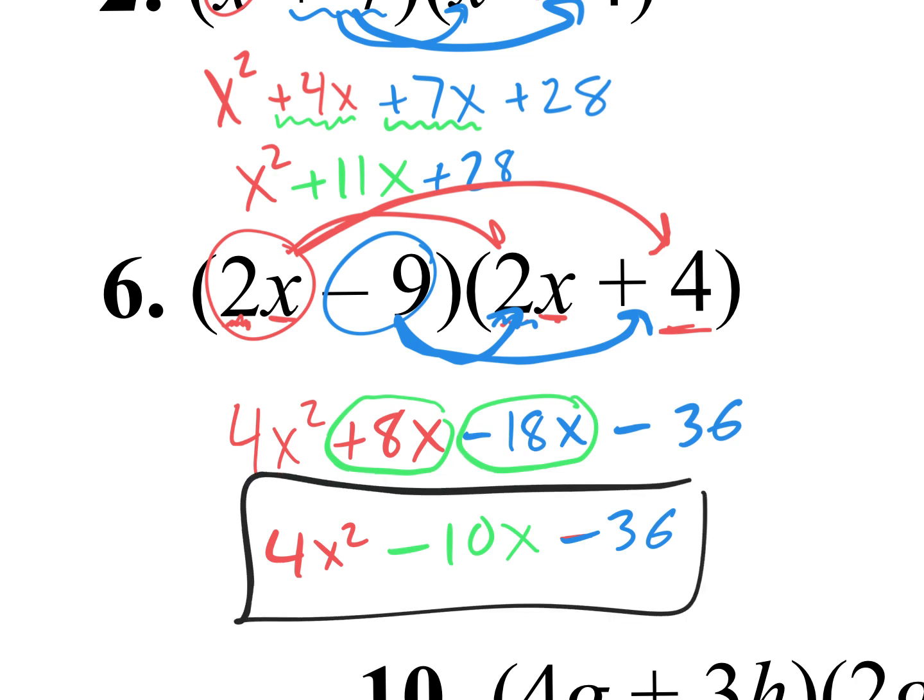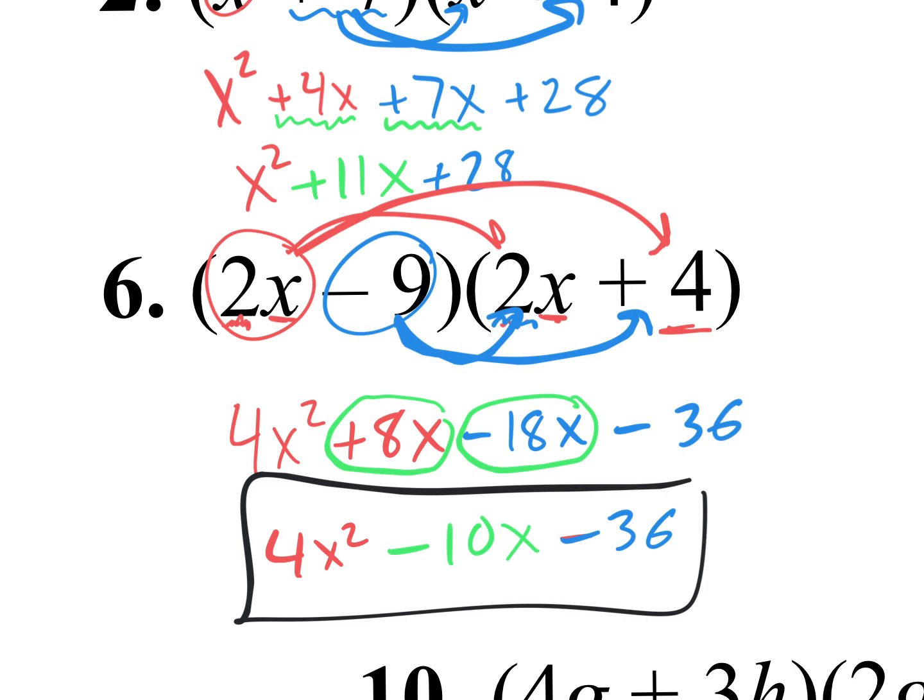It's important to note that when you distribute, x times x is x squared. Exponents change. When you're multiplying, exponents change. But when you're combining, where you're saying, I got positive 8x, take away 18x, you don't change exponents. You just add or subtract according to your signs. Is everybody cool with that?